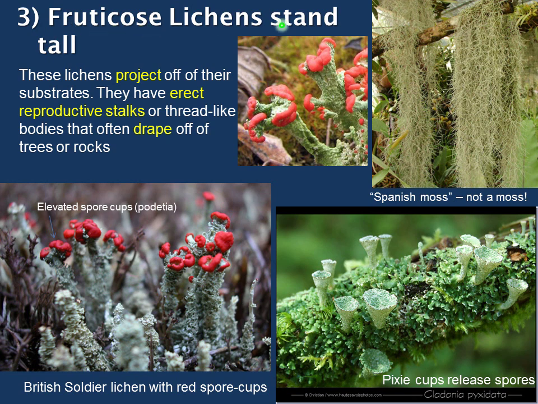Fruticose lichens stand tall. These lichens project off of their substrates. They have erect reproductive stalks or thread-like bodies that often drape off trees or rocks. An example of this is the British soldier lichen with red spore cups, and we can see that those red spore cups are projecting quite far from the ground. We can see down in the bottom right, pixie cups. Those release spores. And then Spanish moss, seen in the southeastern United States, isn't a moss at all. It's actually a lichen.